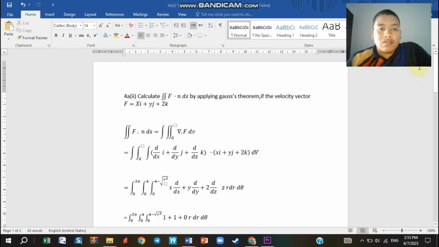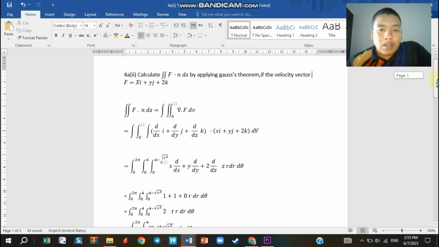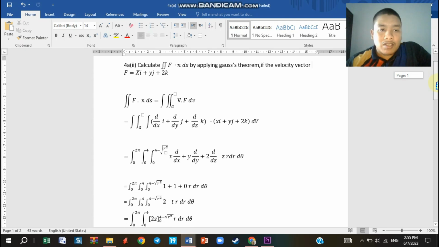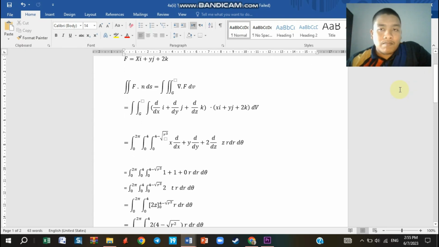Today I will present this 4A2 question for the multivariable calculus assignment. This question asks to calculate the double integral of F dot dS by applying Gauss theorem, if the velocity vector is F = xi + yj + 2k. So as you can see, we write back the equation in this form, and we integrate each value, which is i, j and k, and multiply it by the value of F, which is this, and dV.